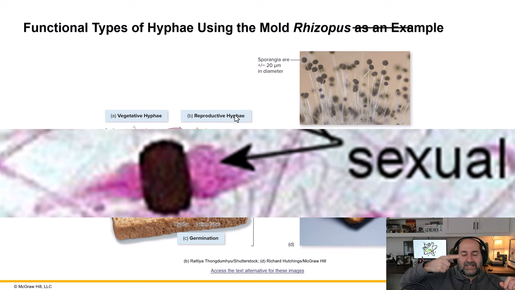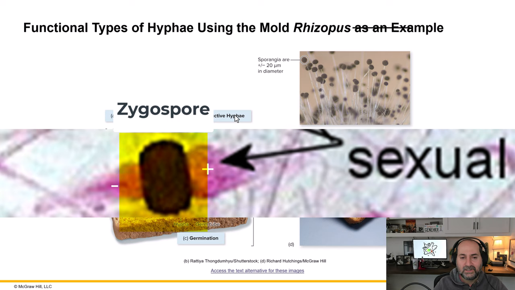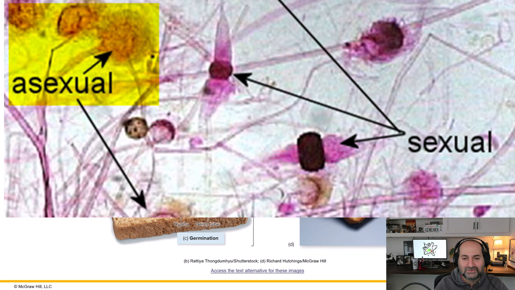A negative type hyphae will encounter a positive type hyphae. These are opposite mating types, or you could think of them as opposite sexes. They will come into contact, and there will be a fertilization event that occurs, forming a spore called a zygospore. So when we go to lab, I'll show you the difference between the sexual zygospore versus the asexual sporangiospore, which I just pointed out in this life cycle here.